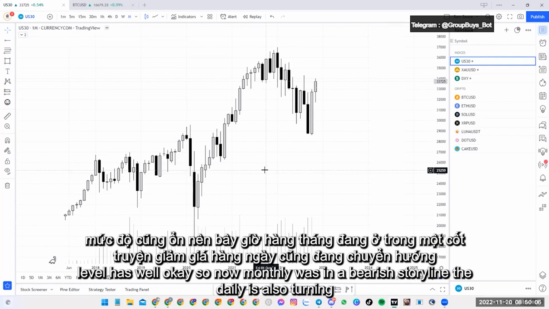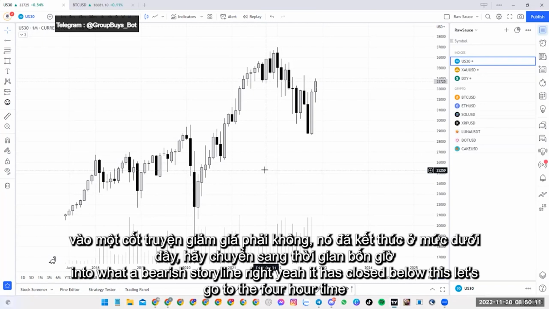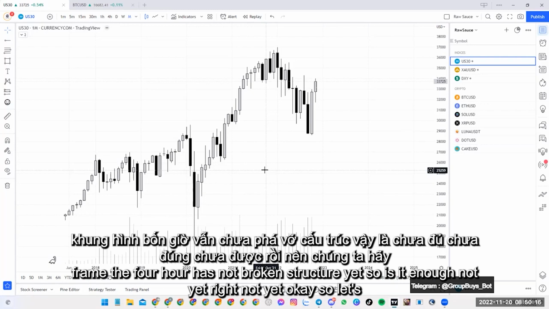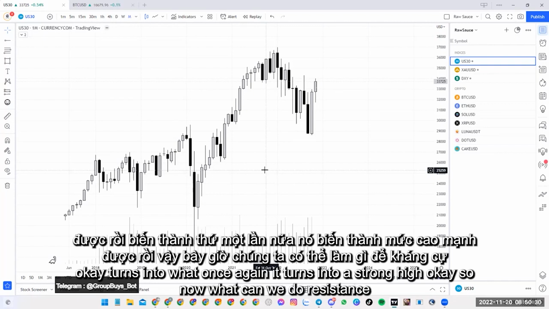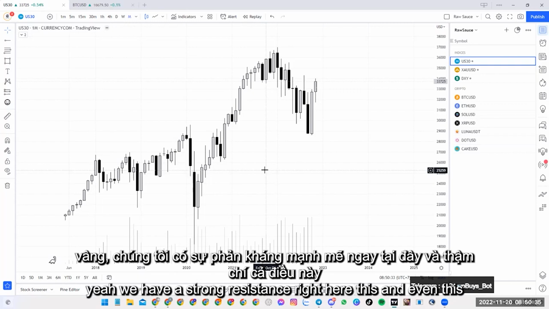So now monthly was in a bearish storyline. The daily is also turning into a bearish storyline, right? Yes, it has closed below this. Let's go to the 4-hour time frame. The 4-hour has not broken structure yet. So is it enough? Not yet. So let's wait. Okay, breakout. Can you see that? Breakout structure. What is this? Strong high. Once again, it turns into a strong high. So now what can we do? We have strong resistance right here, this and even this.